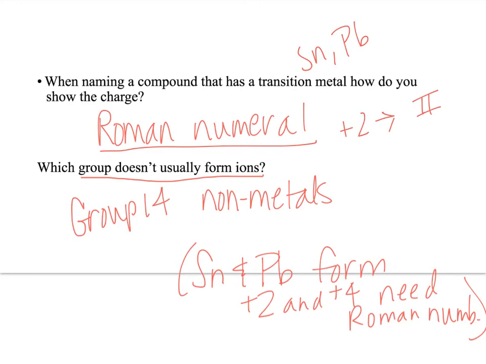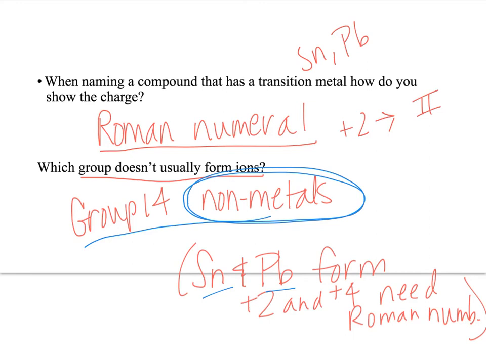Which group doesn't usually form ions? And that's going to be your group 14, and it's going to be your nonmetals. Because down at the bottom of group 14, you have tin and lead, and they actually both form a +2 and a +4 charge, which we would show with Roman numerals.